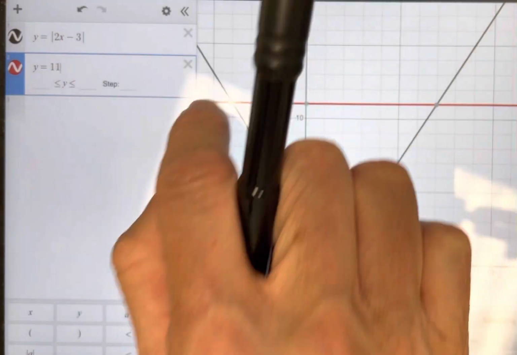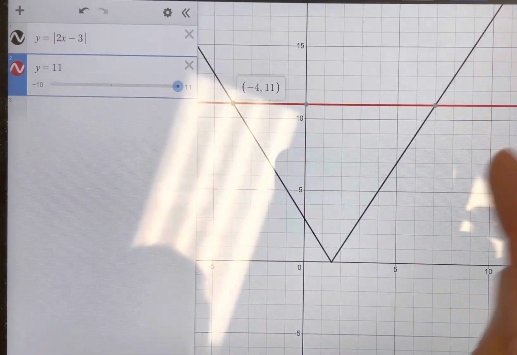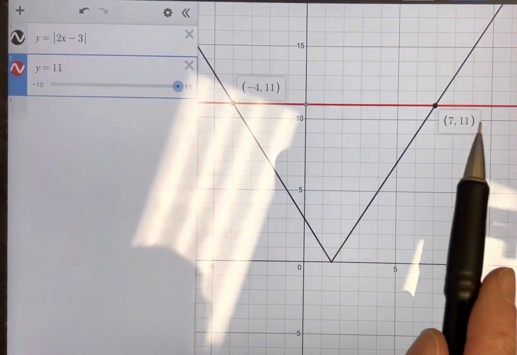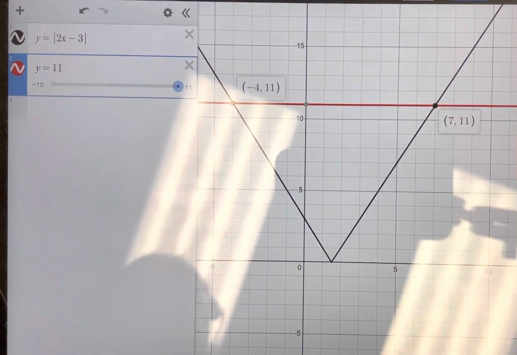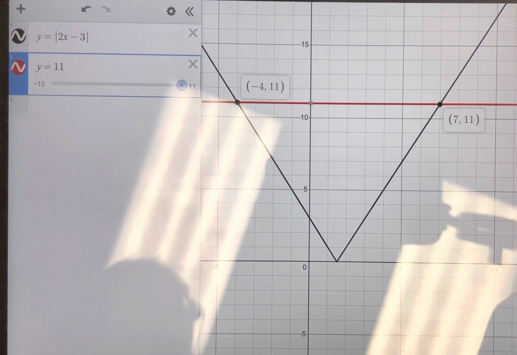Where do they intersect? Well, there's one. We got the answer of -4 algebraically. Over here is the other intersection, and we got the answer of 7 algebraically. So there you have it, solving an absolute value equation.